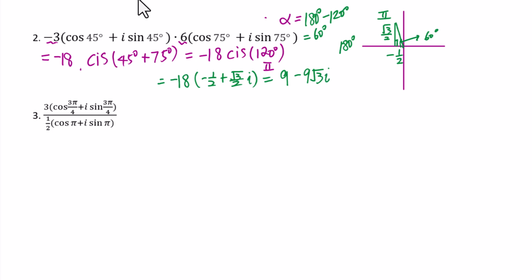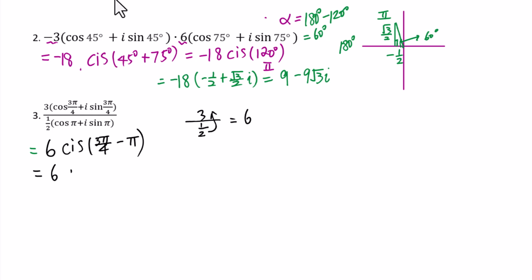Let's go to question 3. Quotient of these two complex numbers. 3 divided by 1 over 2: jump to the top, 6. 6 CIS of 3 pi over 4 minus pi equals 6 CIS negative pi over 4.